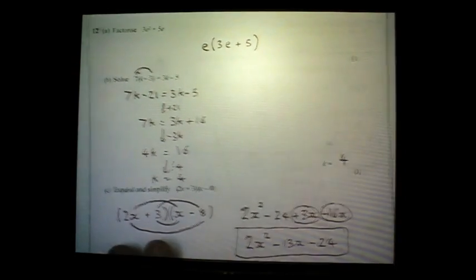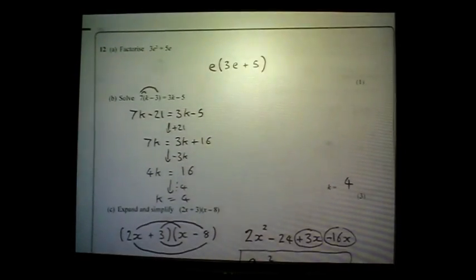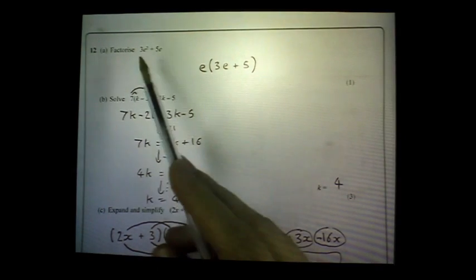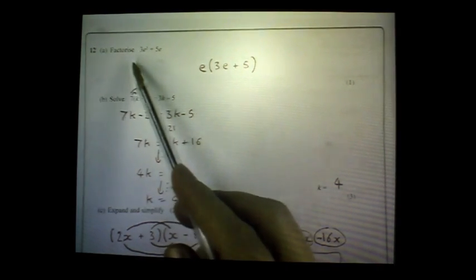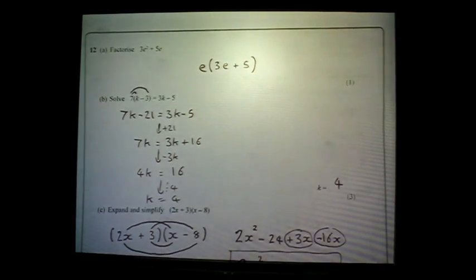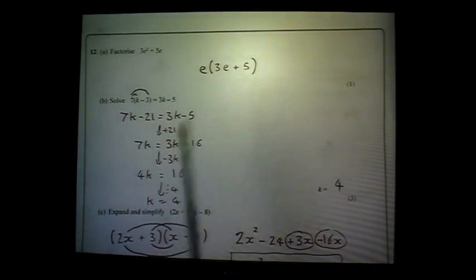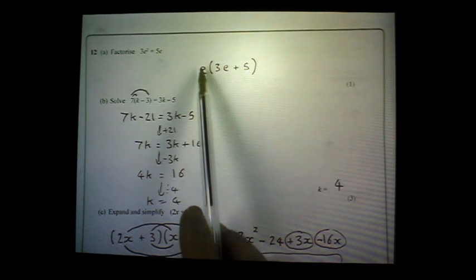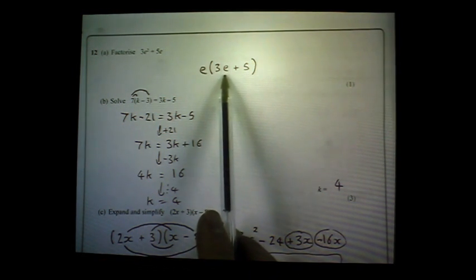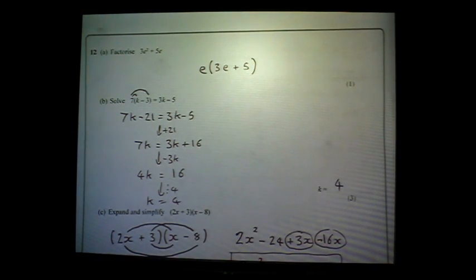Question 12 now. A few back to basic ones here. I've factorised this one. Well, factorise means put into brackets. So you've got to see what's common in 5e squared and 5e. Well, the e is common, so the e goes outside the bracket. So it'll be e times 3e will give you 3e squared. E times 5 will give you the 5e. So 1 mark for that one.